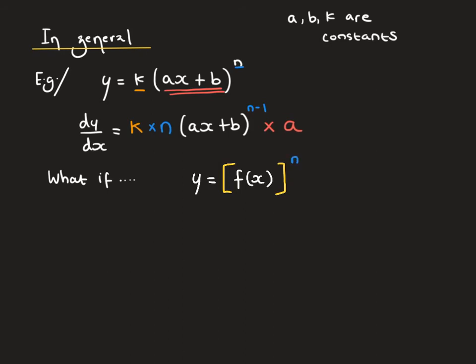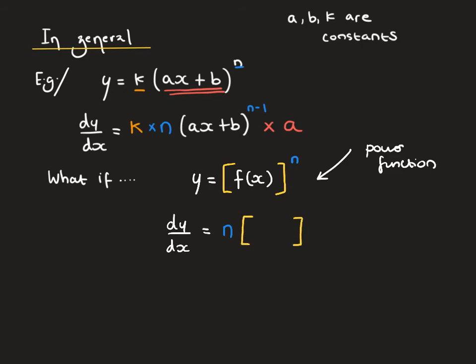So dy by dx, let's see if we can work it out. So the first thing we need to make sure we're clear on is that this is a power function. Something is being raised to a power. A function, an inner function, is being raised to a power. So we multiply by the power n.